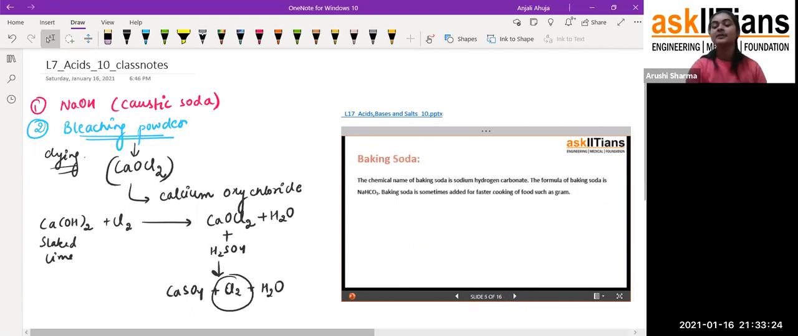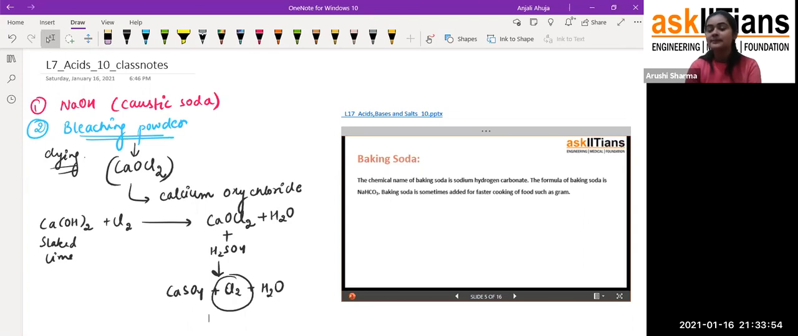So, okay, now coming to the baking soda, and I hope baking soda is something very much familiar to you, because baking soda, students, we use in many eatables in our houses, like for example making bhaturas and cake as well. Cakes, pastries, we require baking soda.